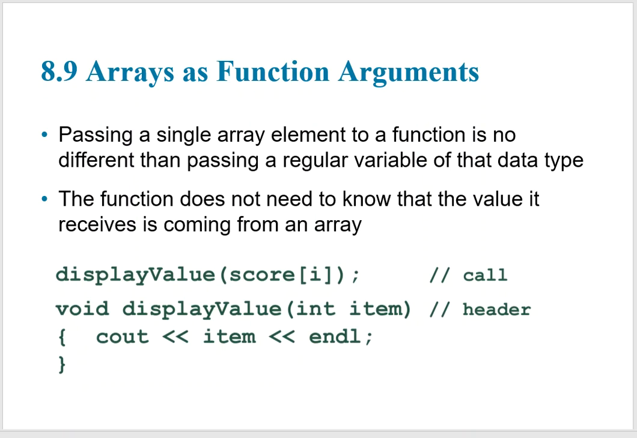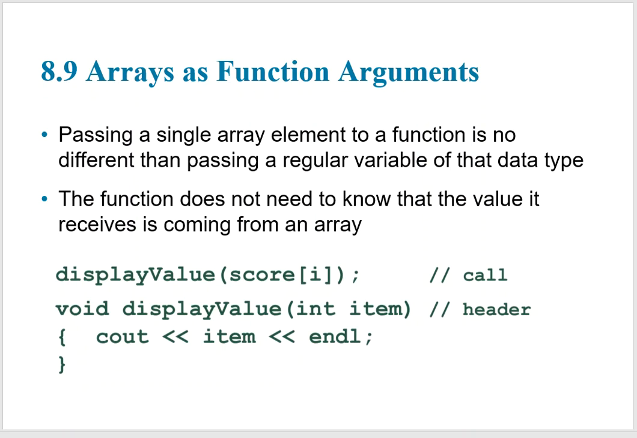So we all know what an argument is and what parameters are, right? Passing a single array element to a function is no different than passing a regular variable of a data type, right? When you use an argument, it serves as data, but this time you're not just using a variable. Instead, you can use arrays as function arguments. The function does not need to know that the value it receives is coming from an array.